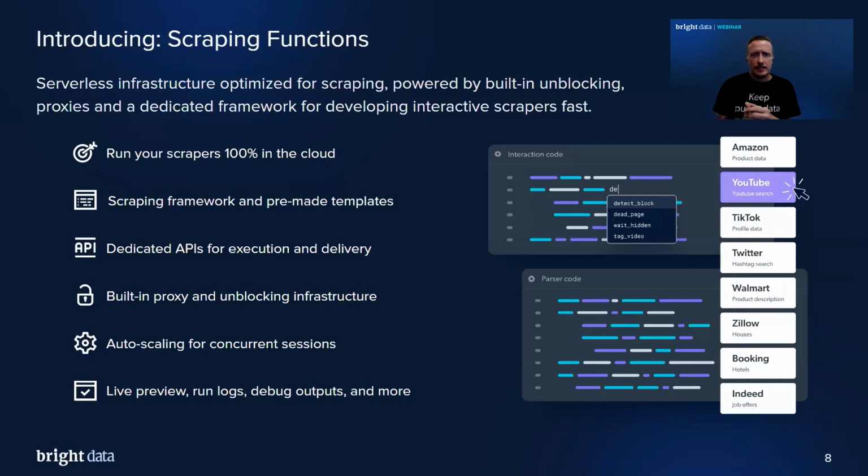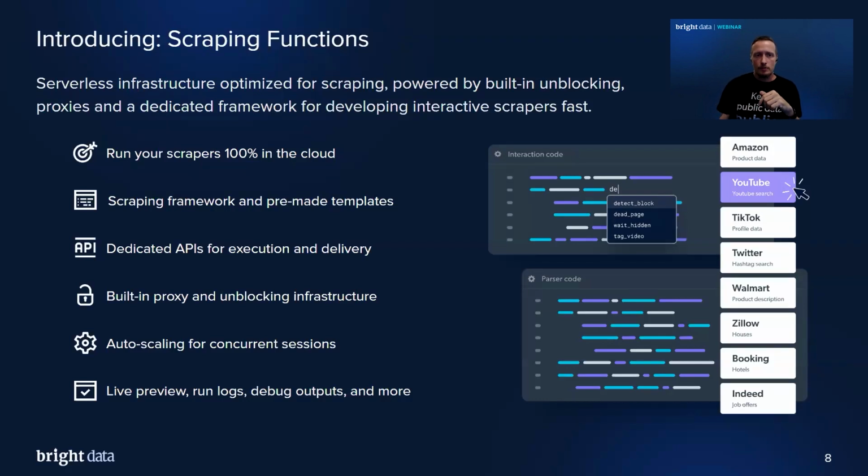Scraping functions is basically a serverless infrastructure that Bright Data created in order to help people collect data, right? So we basically took everything that we know about proxy, everything we know about unlocking, and we put it into one place to help you create scrapers fast, cheap, reliable, and scalable. So you run your scrapers 100% in the cloud. That means that, as I said before, you can literally do it on the go, on your laptop, connect to the IDE, create it, run it, execute it.